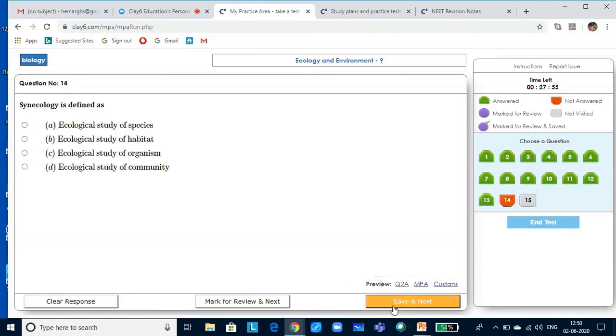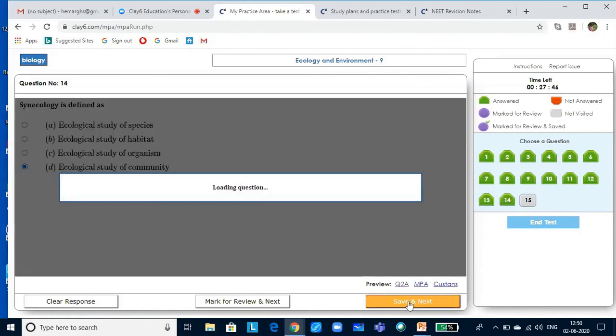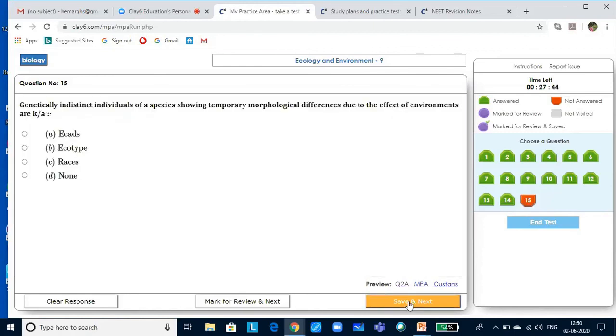Synecology is defined as ecological studies of community. Autoecology, that is of individuals. Genetically indistinct individuals of a species showing temporary morphological differences due to effects of environment are known as ecads. So let us save this, end the test.